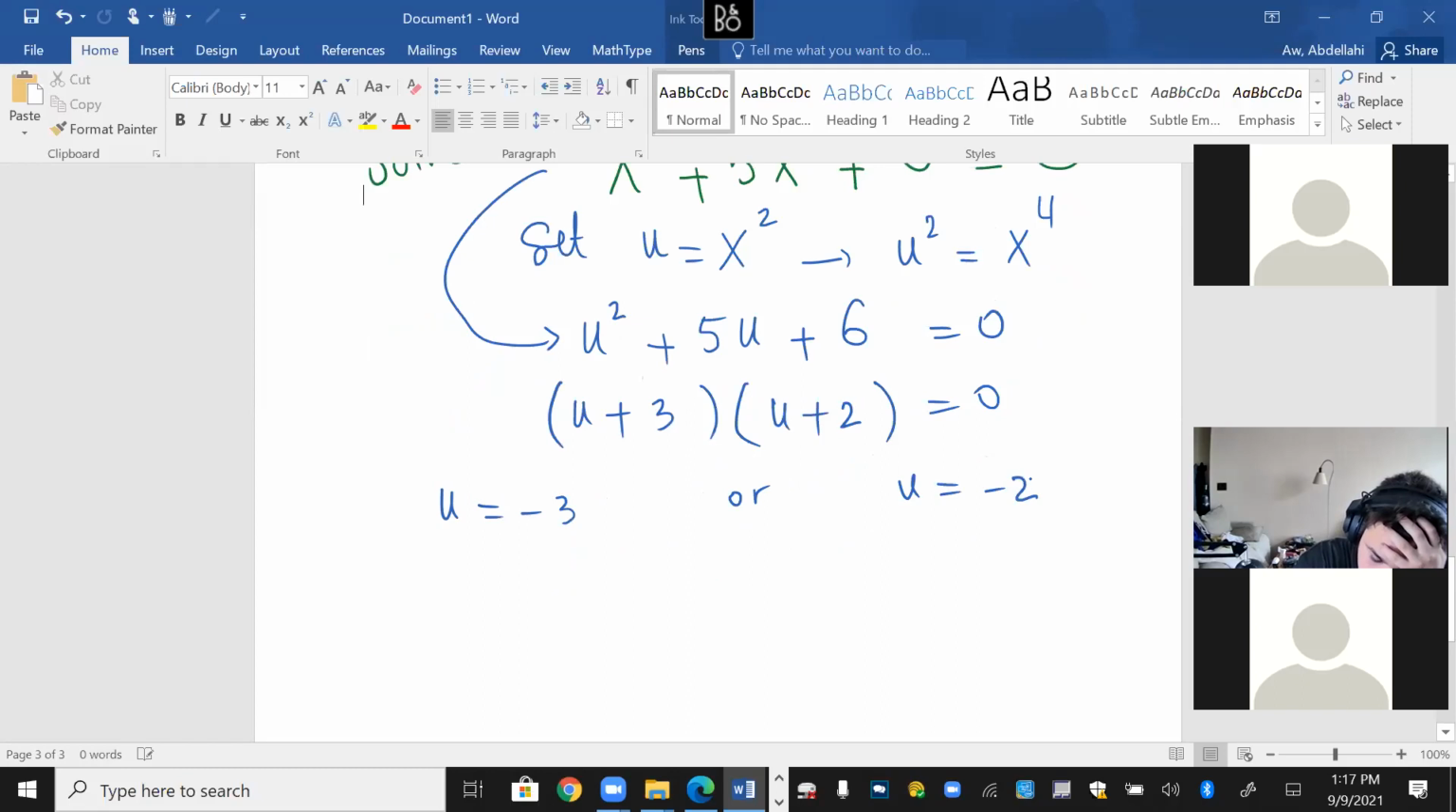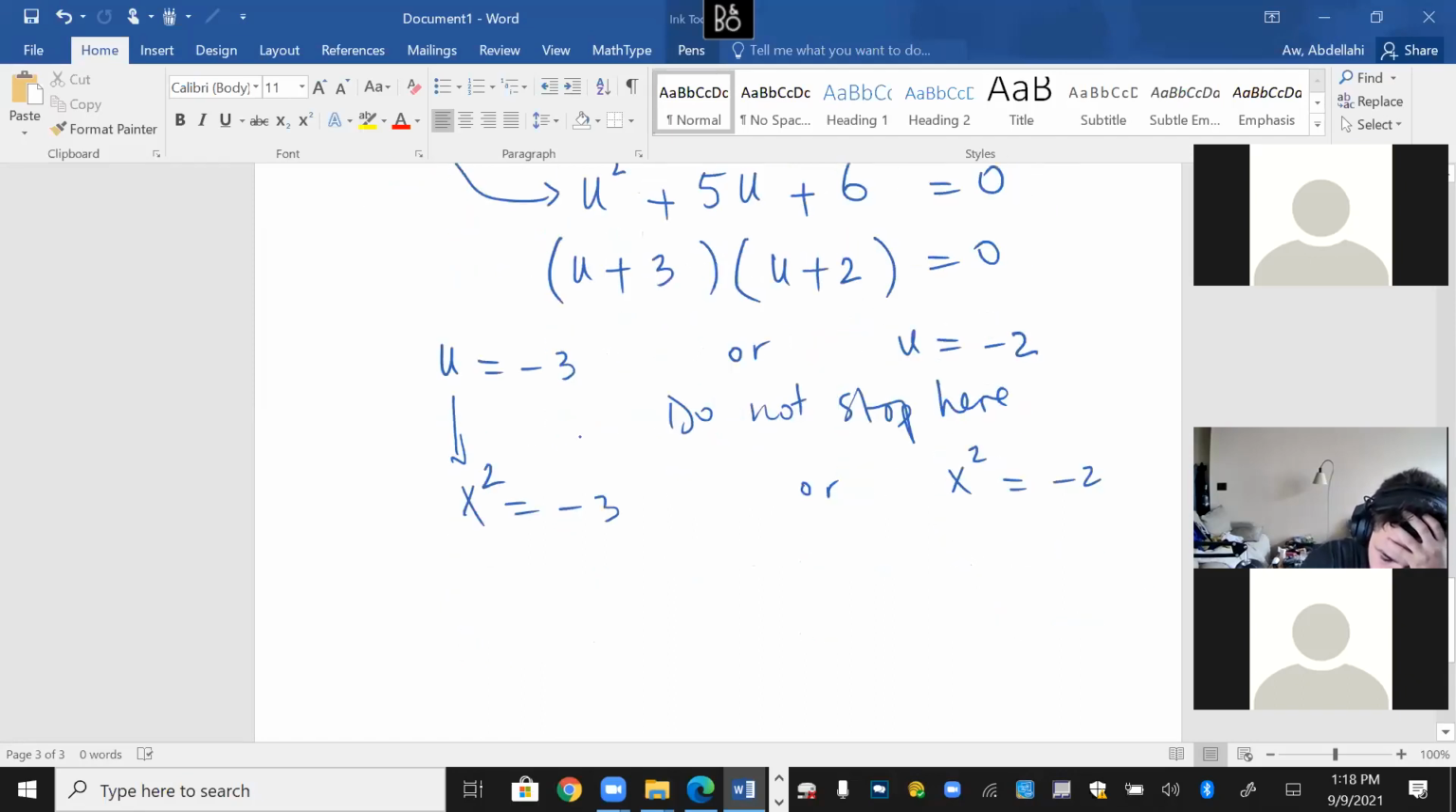But remember, we don't stop right here. Do not stop here. We remember U is X squared, right? We get X squared equal to -3 or X squared equal to -2. And then we take the square root, you see? We get X equal to plus or minus i root 3 or X equal to plus or minus i root 2. Okay? So these are fourth degree equations.